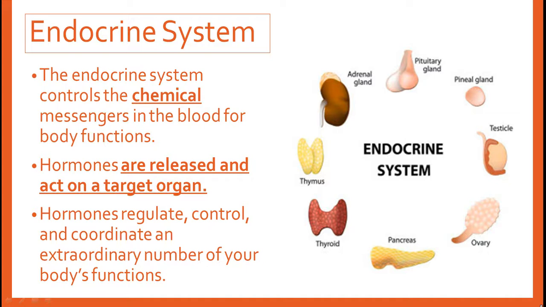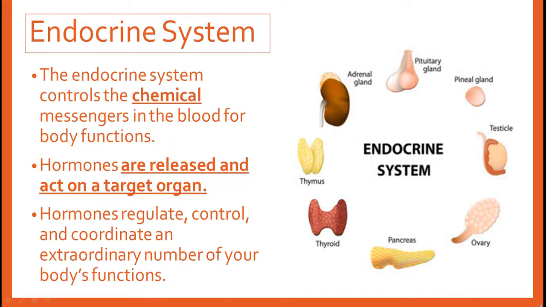Okay, now we're moving to the endocrine system, which was tied, as you saw, to the renal system. We can see right there, there's our kidney, and there furthermore is a gland on top of our kidney called the adrenal gland. On page 72, the endocrine system controls the chemical messengers found in the blood for body functions. You're going to write that down in your blank. The next blank says hormone: hormones are released and act on a target organ.